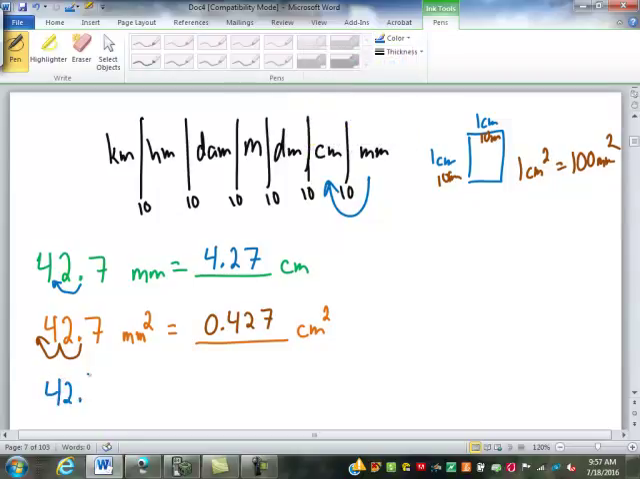What if this is 42.7 millimeters cubed, going to centimeters cubed? Well, now instead of being 2 decimal places for every spot on the chart, it's going to be 3 decimal places because it's 10 by 10 by 10, or 1,000. So we're still moving 1 spot to the left on the chart. My decimal point has to go 1, 2. I'm out of places, so I add a 0 to go 3 decimal places. So 0.0427 centimeters cubed.